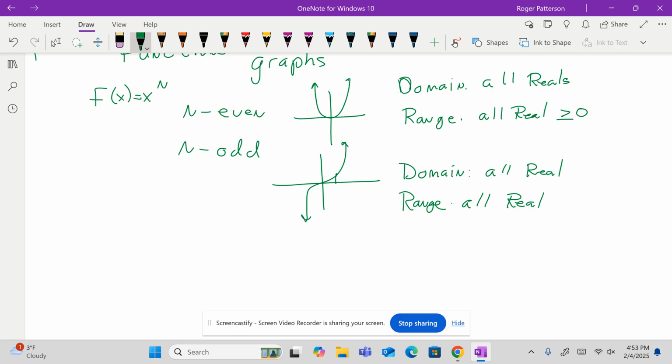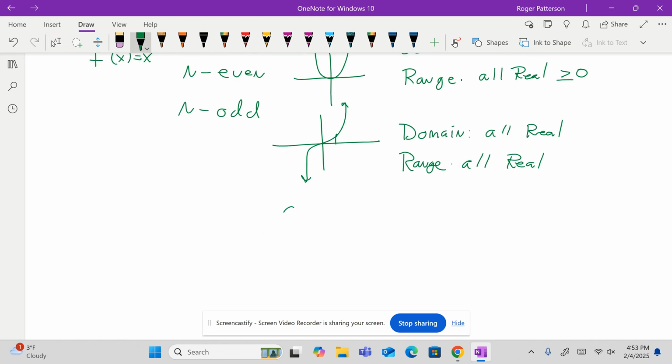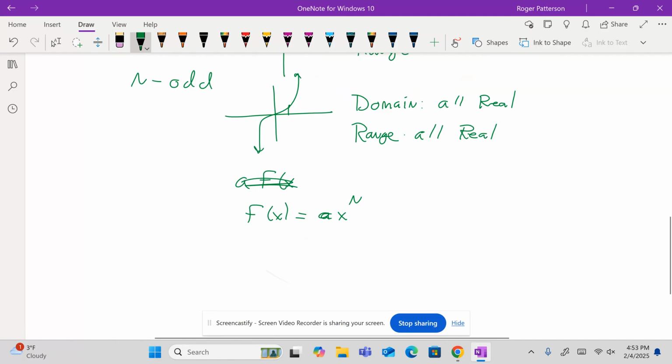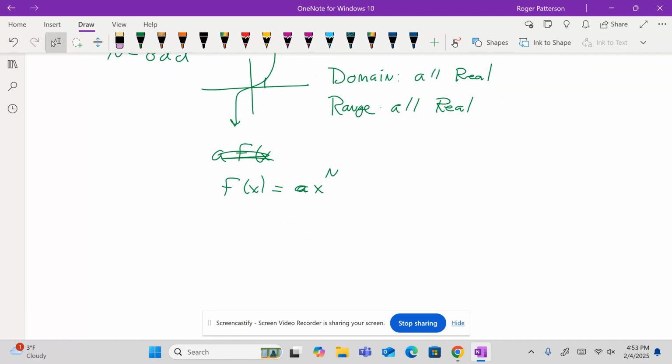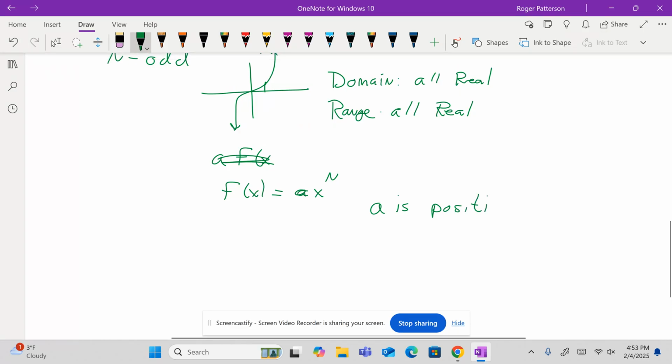Okay. Did we get all this written down? Yes. Okay. Now we do A's. Remember, this is the same A that we had before, right? F of x equals A times x to the n. What did the A do to the graph? What if A is a positive number? Anybody notice what it did to the graph? It's the same as with all the other stuff.